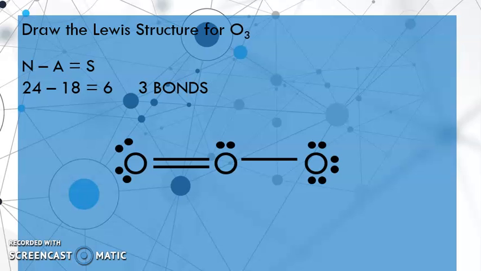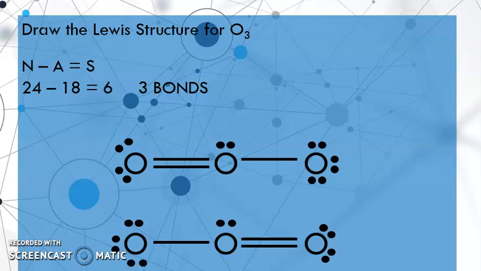Now, typically, when we have resonance, we need to draw all possible resonance structures. That means that we need to supply a Lewis structure for every possibility of where those bonds could be placed. So although this drawing is beautiful, I also need to show the double bond in the second location. So I draw a second Lewis structure. So here is the second Lewis structure. You can see it's just the mirror image.